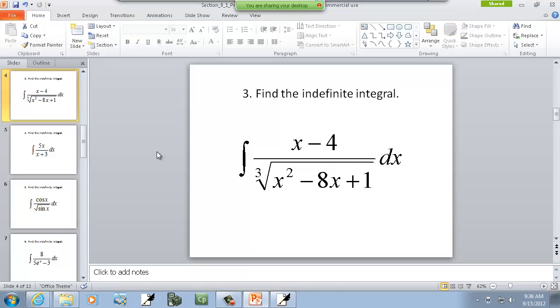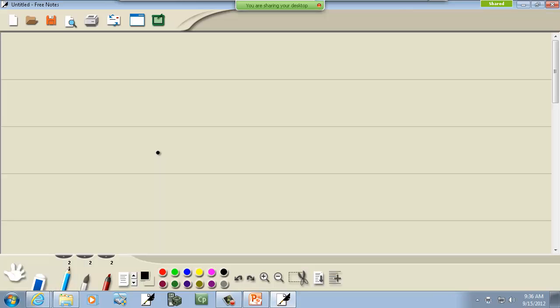Let's look at our fourth one. Got 5x over x plus 3 dx. Okay. Now, two different approaches you could take on this one. One of them is you could use long division and rewrite it. The other one is just set u equal to your denominator and see if that goes anywhere. Sometimes it does, sometimes it doesn't.